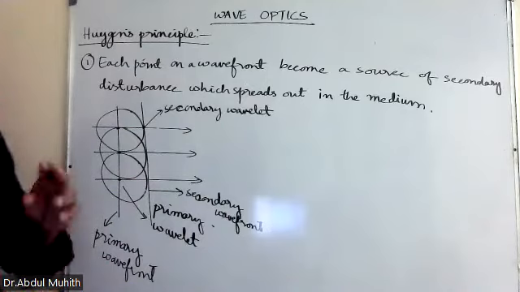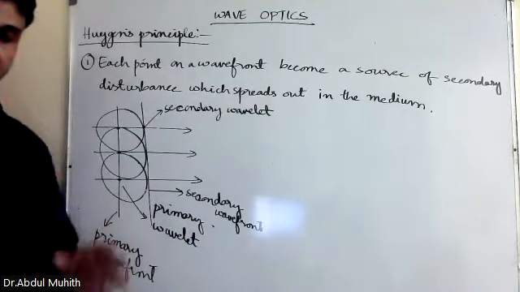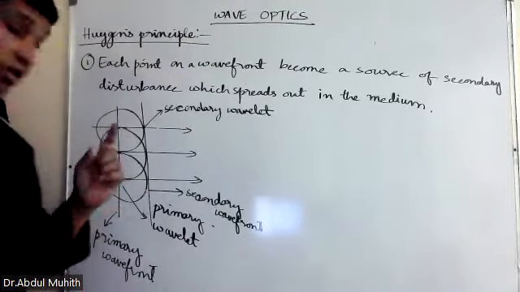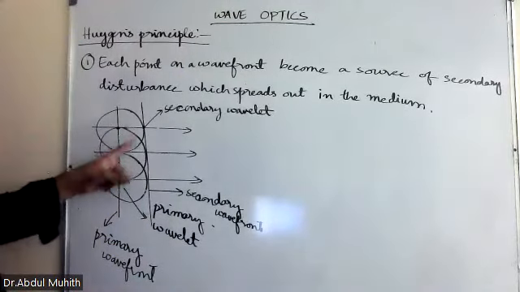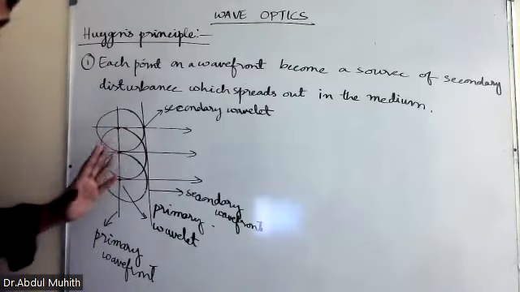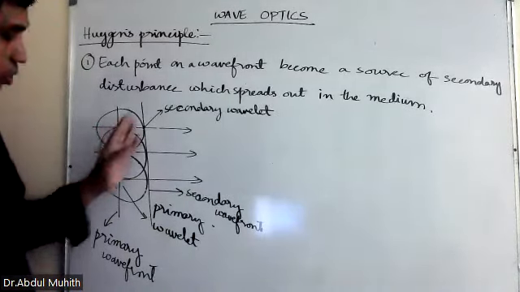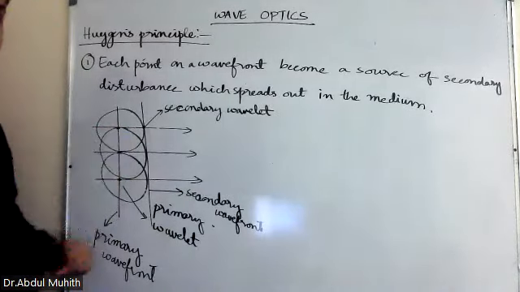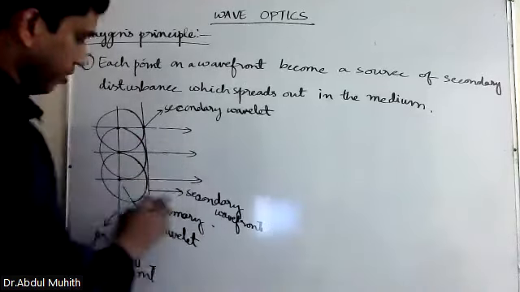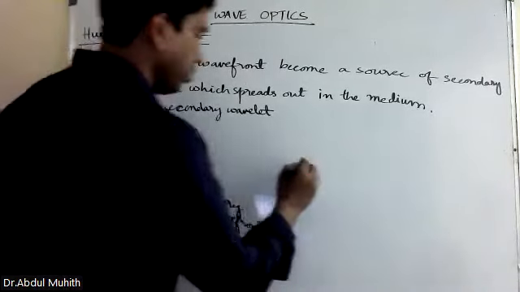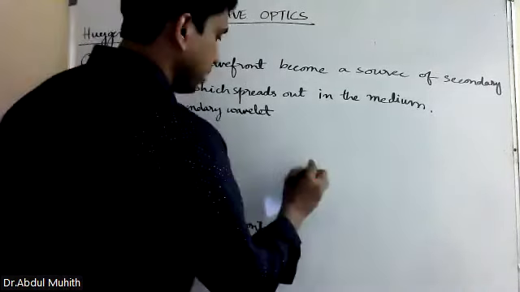Third point: in an isotropic medium, the energy carried by waves is transmitted equally in all directions. Means what? The energy carried by waves is transmitted equally in all directions. For example, this is a plane wave, and energy is equally transmitted. Now, suppose I want to go with circular, like this is the point source.